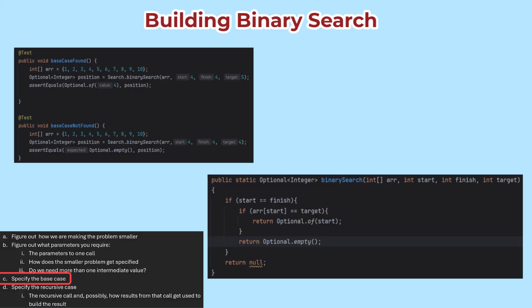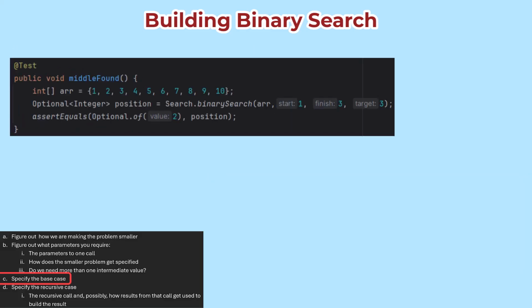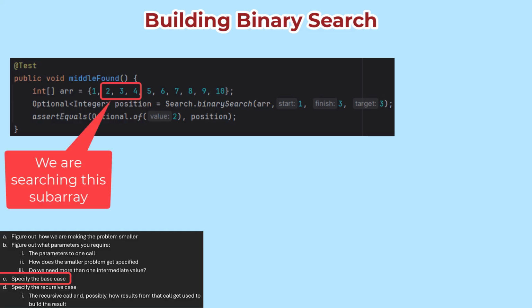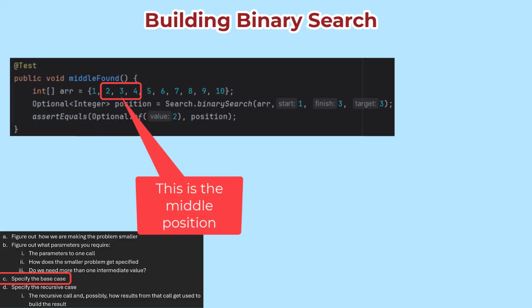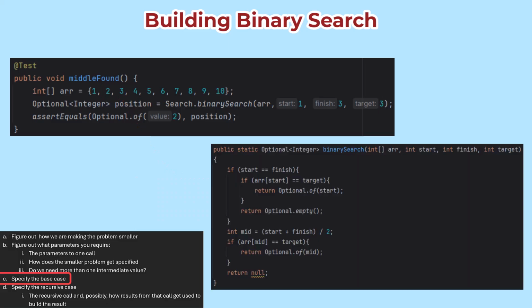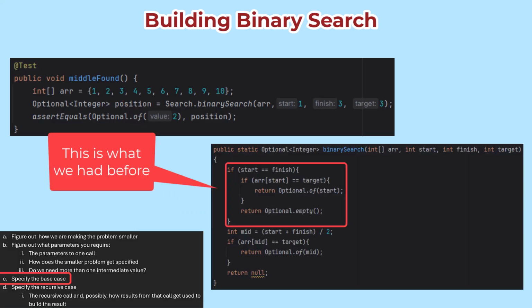There is one more case where we will not recurse: if we look at the middle element and it matches the target. Here's a test for that. Since the start and finish of the subarray we search are 1 and 3, the middle position would be 2, so I made the target 3 so that it would find it. Here's my solution to get that test to pass.